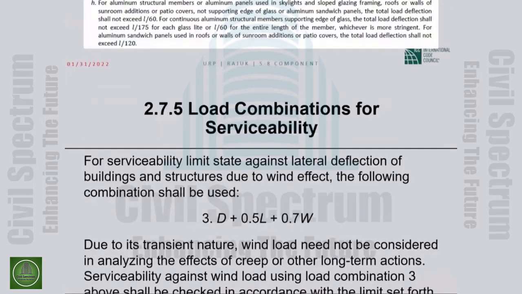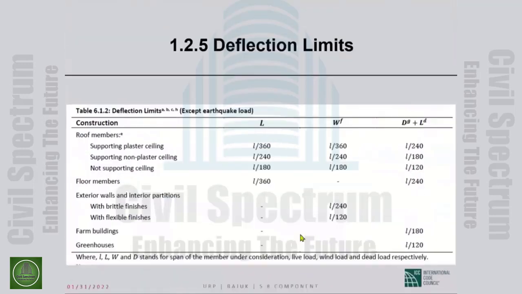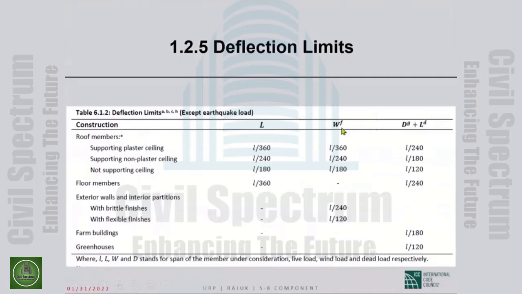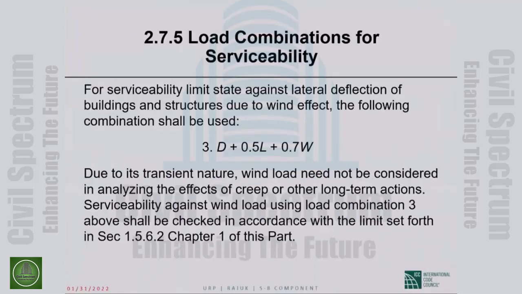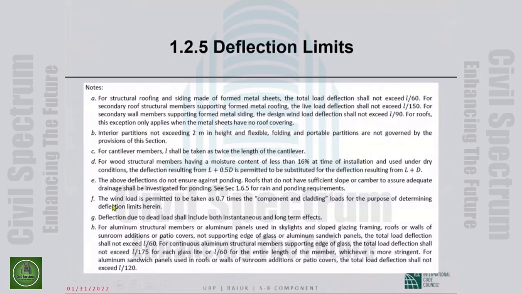So you see that in the table also. There is a footnote F on the limits on wind deflections that are given in the table. And footnote F says the wind load is permitted to be taken as 0.7 times the component and cladding loads for the purpose of determining deflection limits herein.